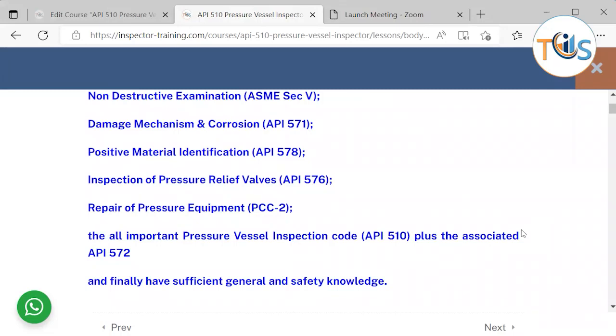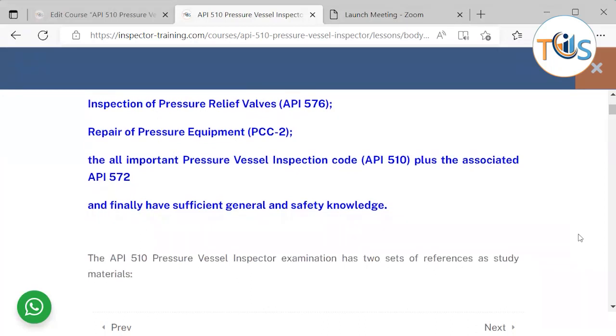PCC-2, this is the ASME document, and the all-important pressure vessel inspection code plus the associated API 572, pressure vessel inspection practice, and finally have sufficient general and safety knowledge.